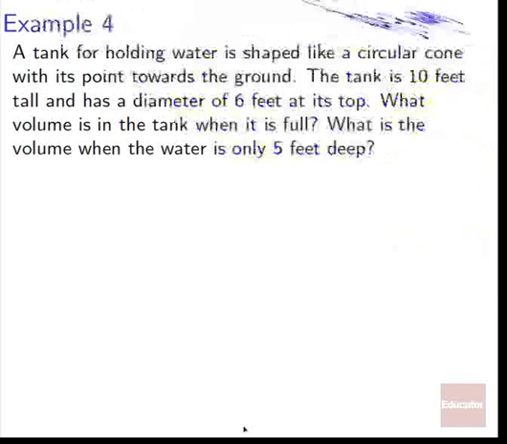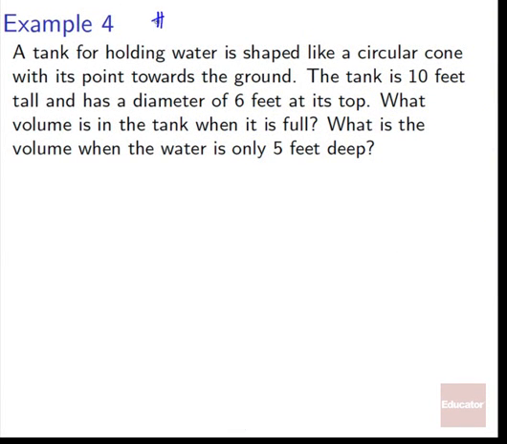Great. Final example. We've got a tank for holding water. Well, first step we need to do, we need to understand what's going on. Tank for holding water is shaped like a circular cone with its point towards the ground. What does that look like? Okay, I can see it. So you draw something circular and then it comes to a point like a cone.